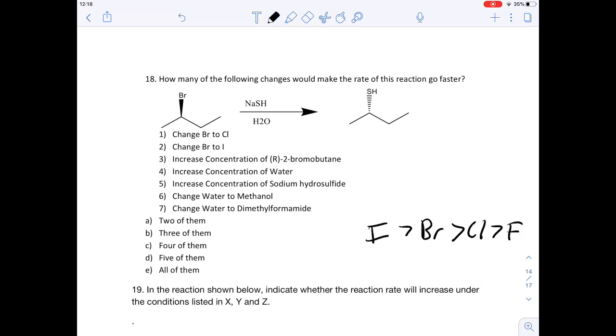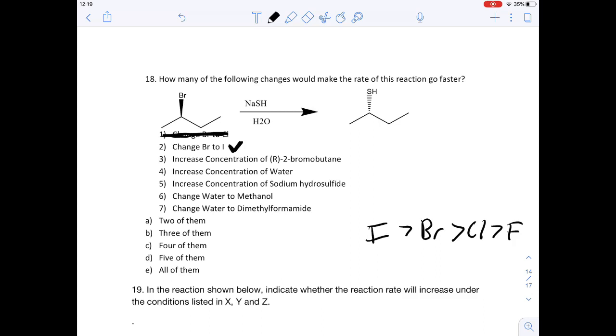Okay? So number 1 says changing Br to Cl. Changing a good leaving group to a not as good leaving group is actually going to make the rate of your reaction go slower. So that is not one of our answers. Changing Br to I, so changing a good leaving group to an even better leaving group, will increase the rate of your reaction. So 2 is one of these that do make the rate of the reaction go faster. Number 3 says increasing the concentration of R2 bromobutane.